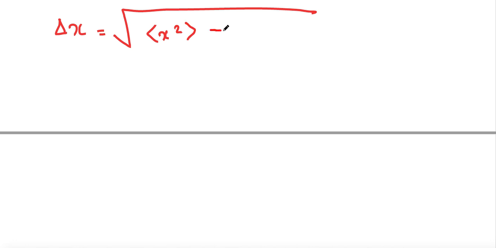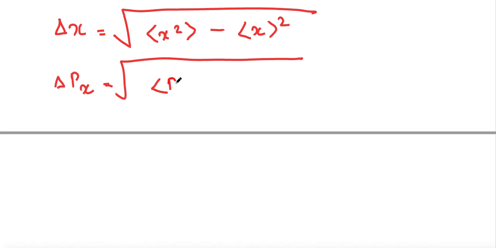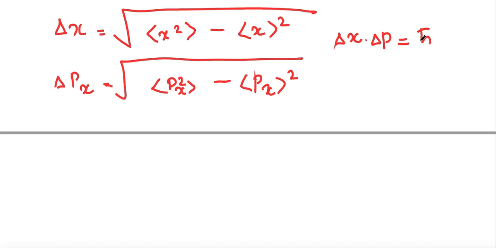So how can we calculate delta x and delta p? I think everyone knows this formula. Delta x is equal to square root of expectation value of x square minus expectation value of x the whole square. Similarly, delta p equals square root of expectation value of p square minus expectation value of p the whole square. So we are asked to prove delta x into delta p equal to h cross by 2.